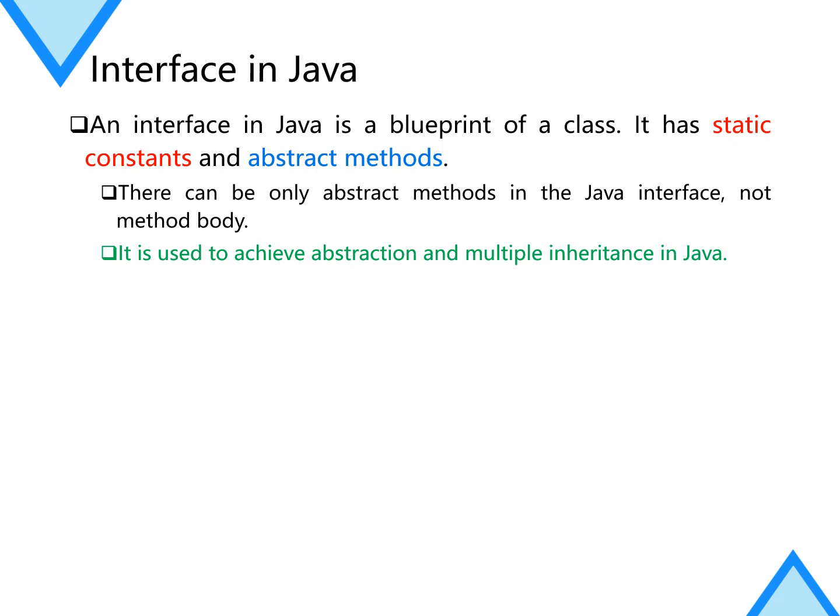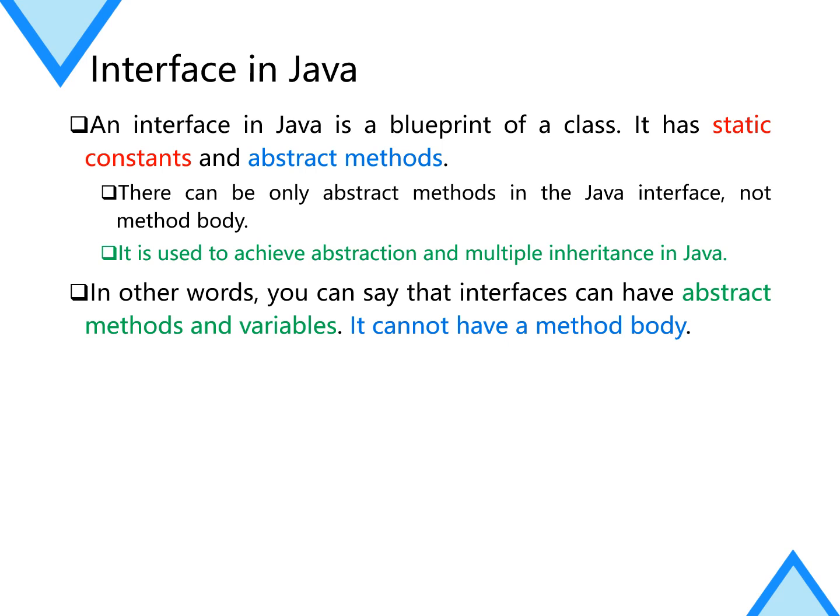Why do we use interfaces in Java? It is used to achieve abstraction and multiple inheritance in Java. Abstraction and interfaces are closely related to each other. So interface is one way to achieve multiple inheritance and abstraction. Abstraction is a concept and interface is the implementation of the abstraction. In other words, interfaces can have abstract methods and variables. They cannot have a method body. They can only have abstract methods, just the definition of the method, and there will be no implementation of the method inside the interface.